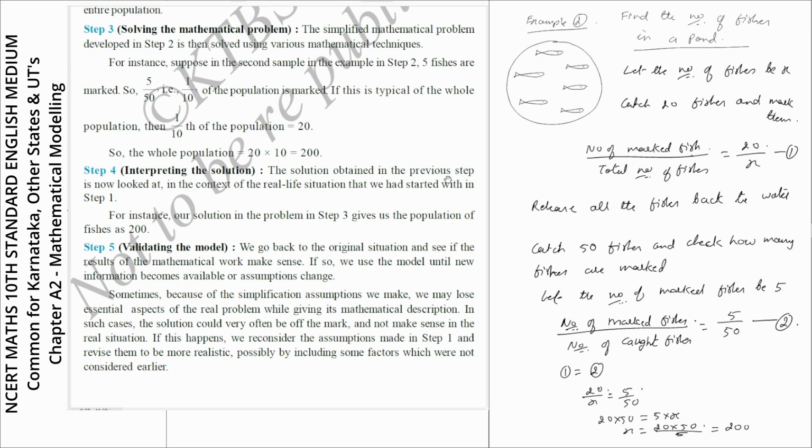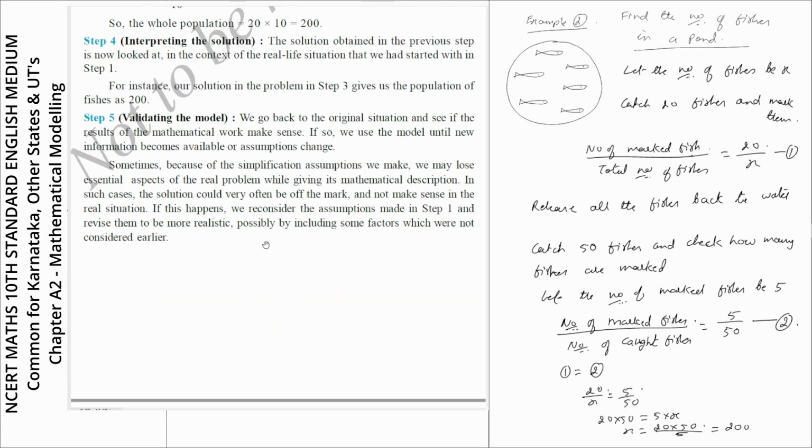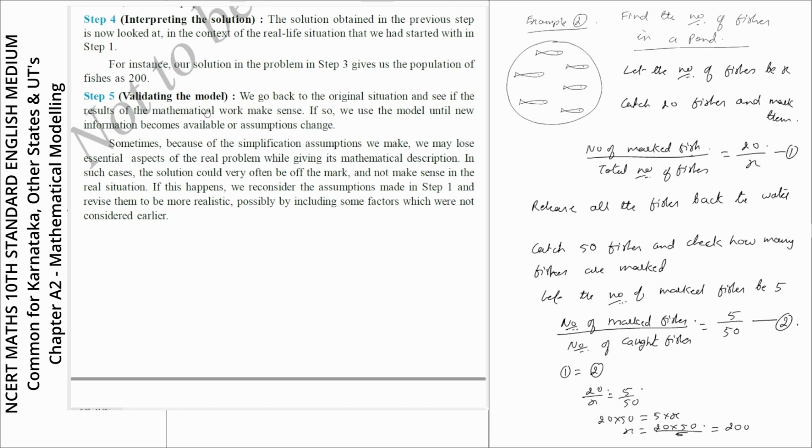The solution obtained in the previous step is now looked at in the context of the real life situation that we started with in step 1. So after getting the solution, we should interpret the given solution with the real life situation. Okay, and the next step is validating the model. We go back to the original solution and see if the result of the mathematical work makes sense.